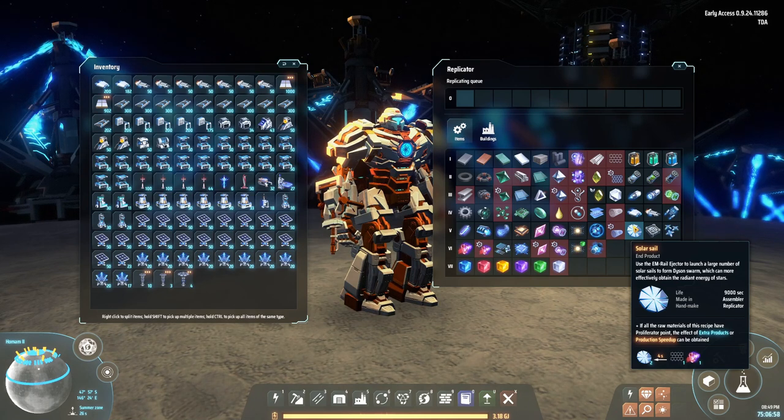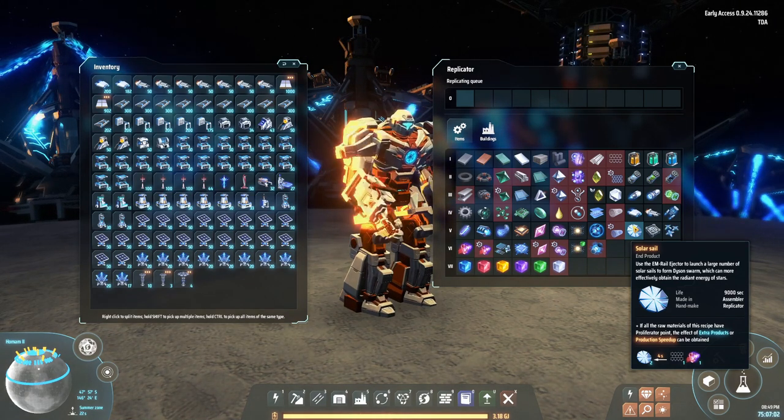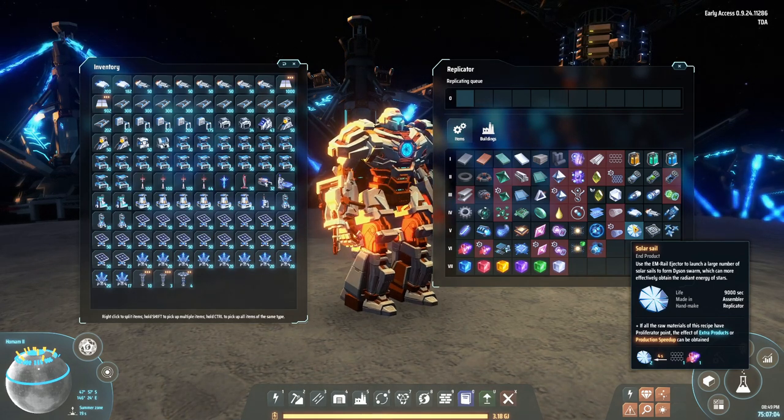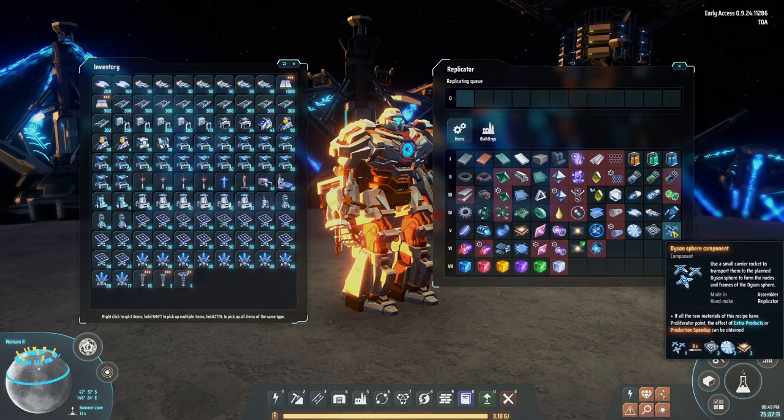It's going to be a build that will produce 30 solar cells per second. And that's for two reasons. One, it's a full build, so it's a nice number. And two, it's actually a very nice number as well, considering what we're going to need for our Dyson Sphere components. So let's jump to that.